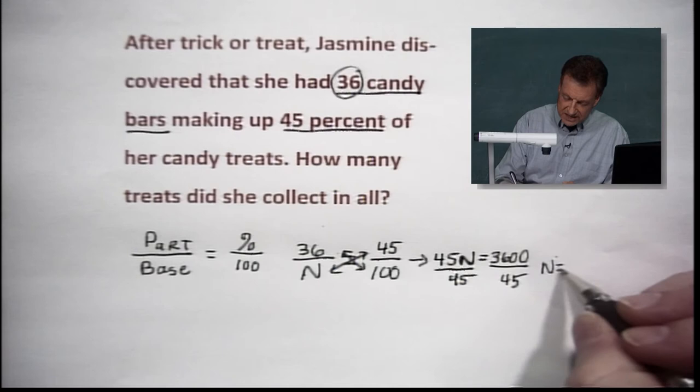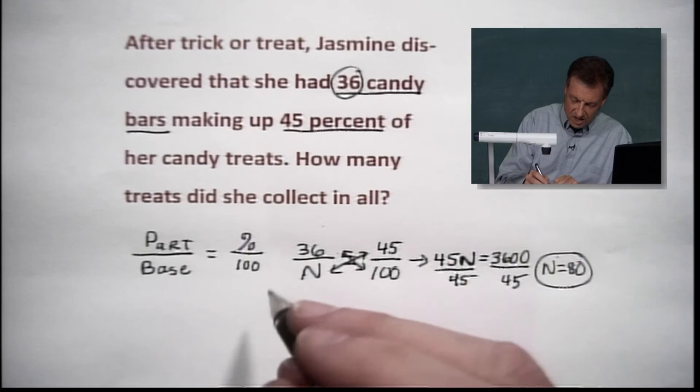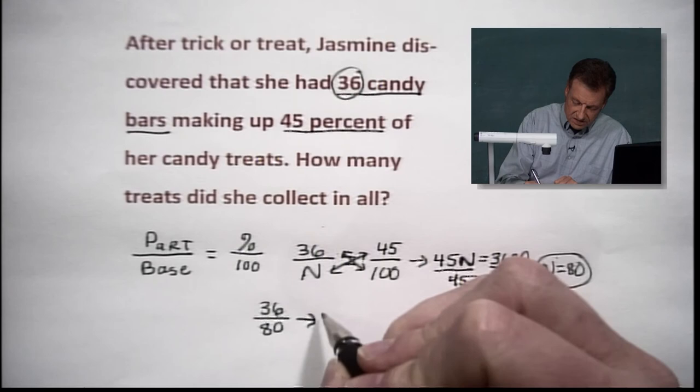What does N stand for? That's how many treats she collected. Now, let's go back. We can drop the lower third out just a second here. Let's see where we're going to go with all that good stuff. In other words, we want to check, see how it works. Does 36 out of 80 give us the question mark? What does it give us? So let's do a quick check here.